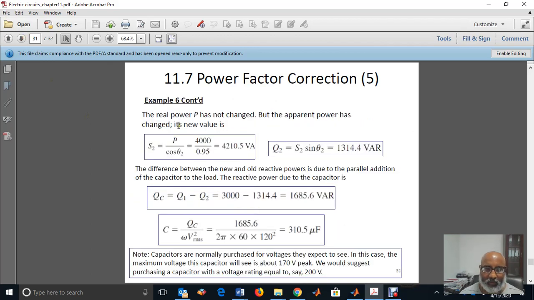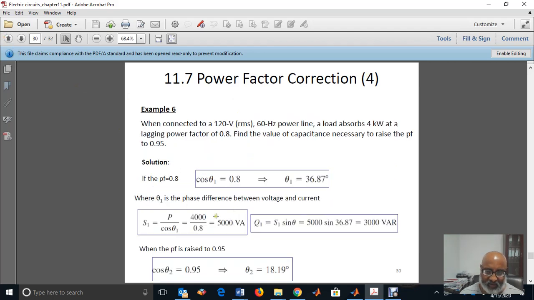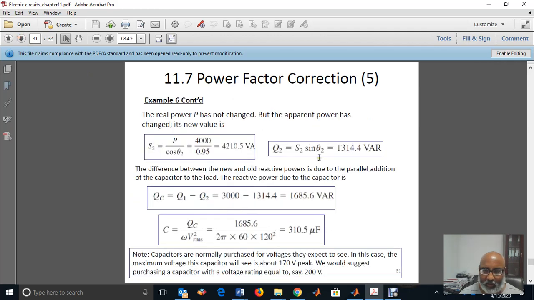Now the real power has not changed, but the apparent power has changed. What's the new value of the apparent power? S2 is P over cos theta 2. So 4000 over 0.95 is equal to 4210.5 volt ampere. You see, S2 is smaller than S1. S1 is 5000. So what is Q2?